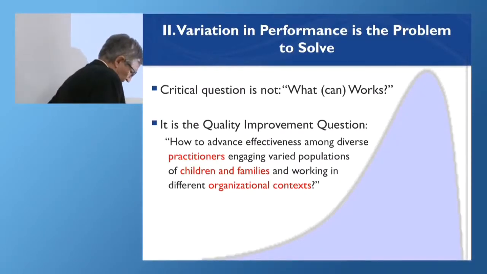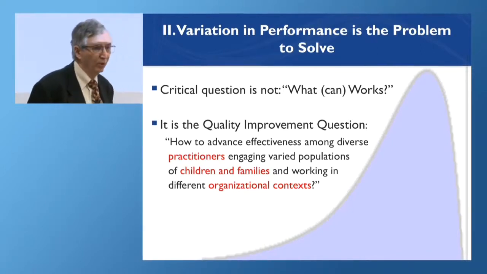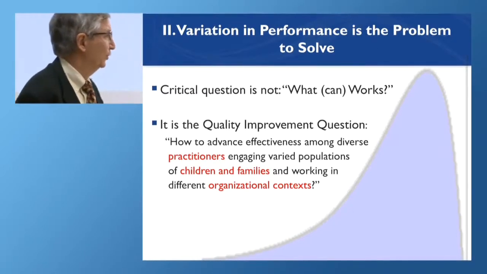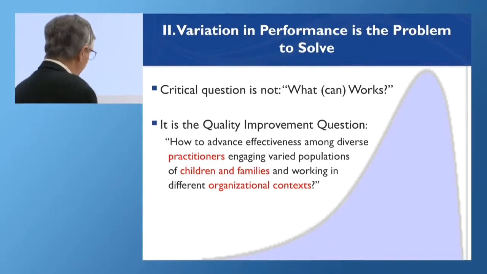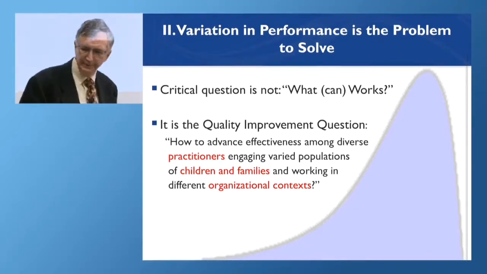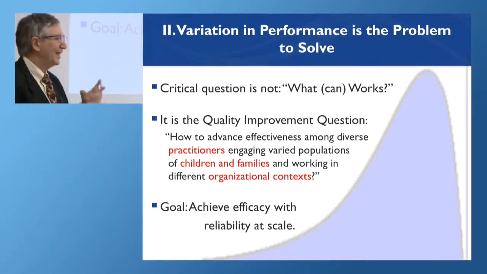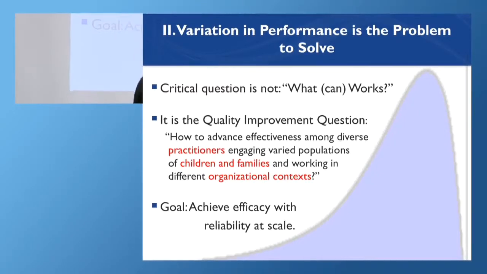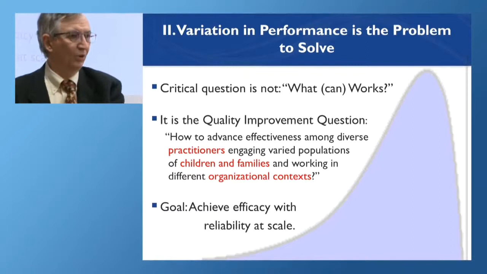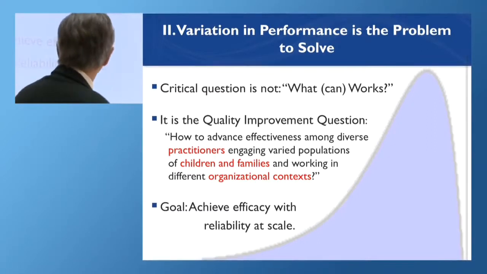My first bullet up there alludes to, I think the What Works Clearinghouse is misnamed. I think it should be called the What Can Work Clearinghouse, because that's what the evidence actually tells us. But if you're thinking about achieving what Lewis talked about in the first talk this morning about how do we get quality outcomes to occur more reliably for different kinds of students, working with different kinds of teachers, and different kinds of organizational contexts, well, that changes the question from what can work to how do we get things to work under a variety of different kinds of circumstances.